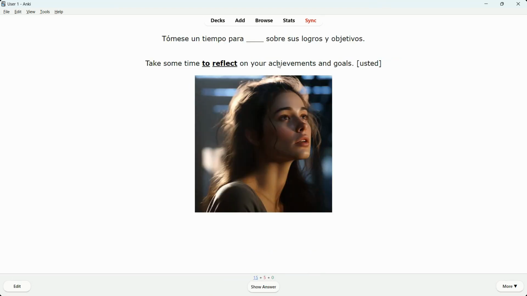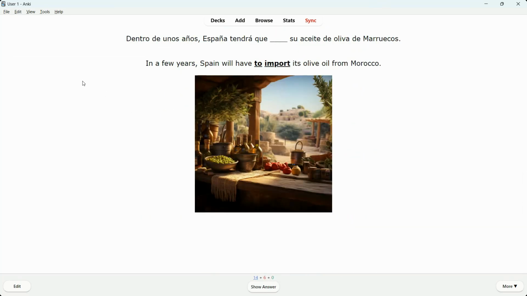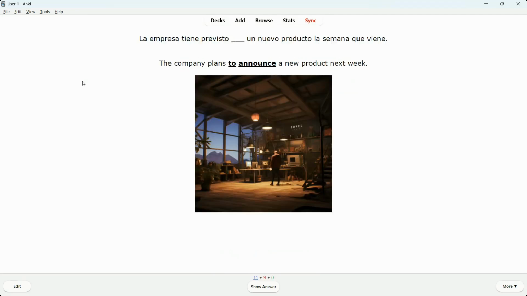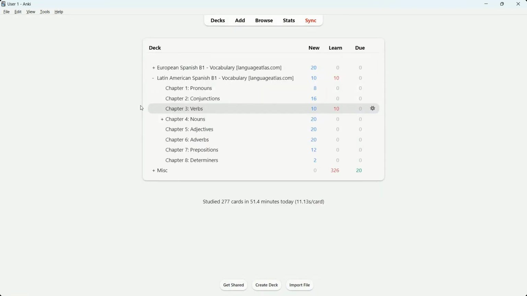Great. Let's do one more. Take some time to reflect on your achievements and goals. To reflect. Tómese un tiempo para reflexionar sobre sus logros y objetivos. Reflexionar. And great. There you have it. And I could continue long enough and then I'd end up with the typing exercises. However, we have already seen that. Now, those were the decks that I wanted to show you.